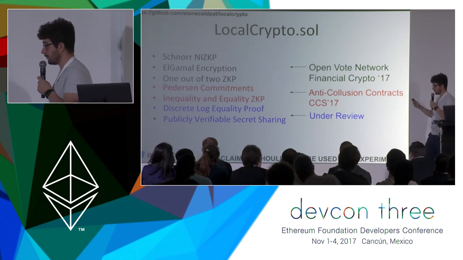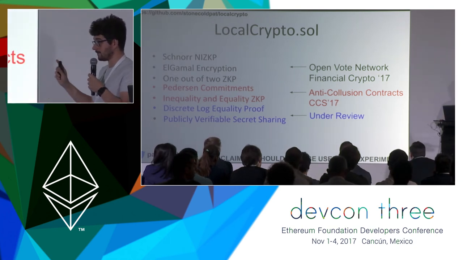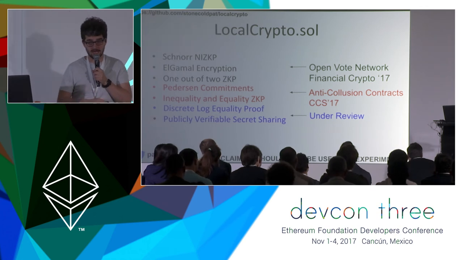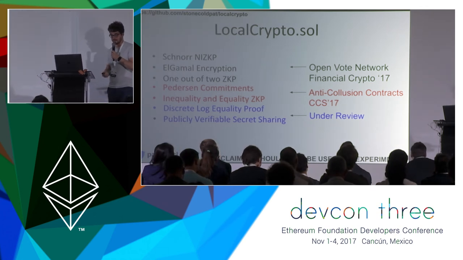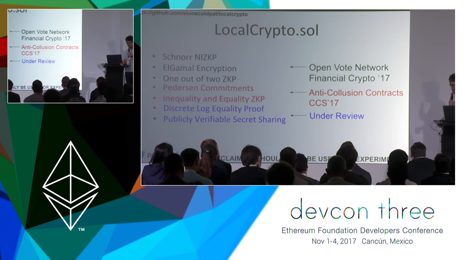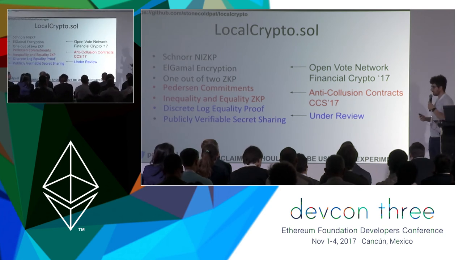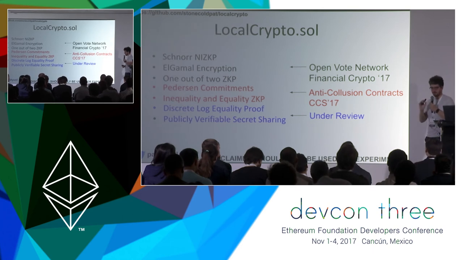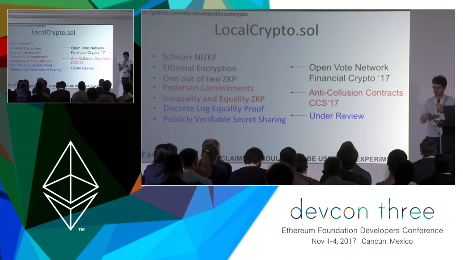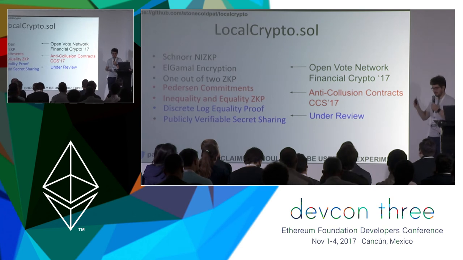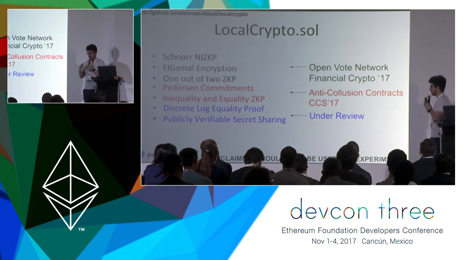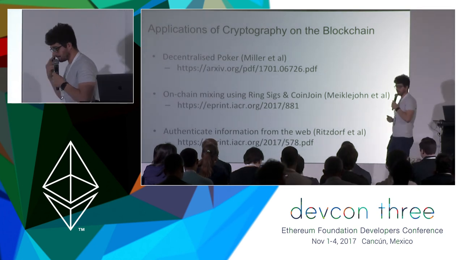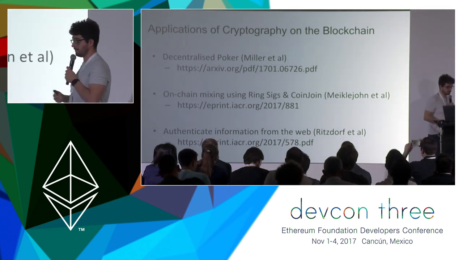I'll give you an example. The 1 out of 2 zero-knowledge proof before the hard fork would cost 2.5 million gas, which is really expensive considering a block only contains 7 million gas. I think it was roughly $3 or $4. Now that the hard fork's happened, the gas cost should hopefully be in the region of 200,000 to 300,000 gas. But I still need to get experimental results to say that is actually the real gas cost.